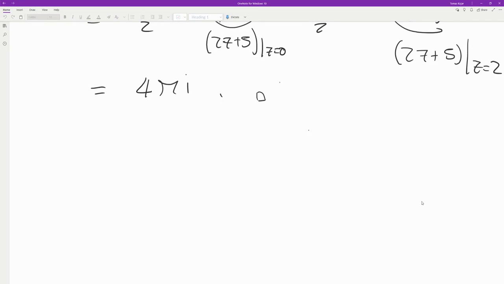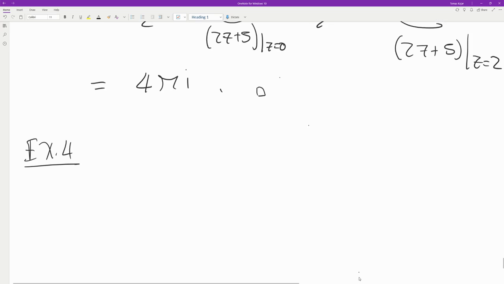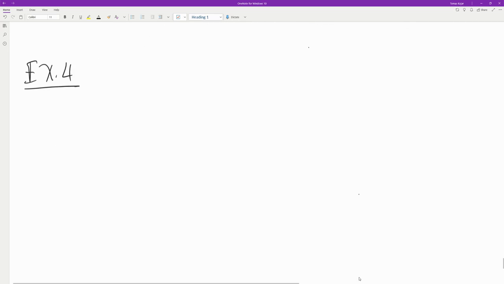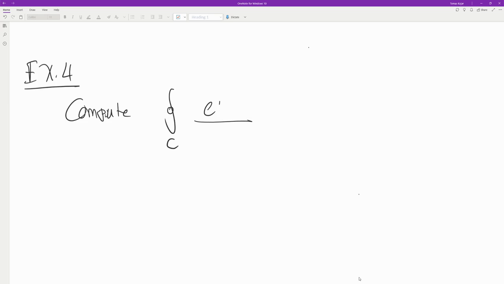Okay, so now examples for the derivative formula. Okay, this contour is in your book. Compute the integral of e^(iz) over (z squared plus 1) squared, and the contour is the following.